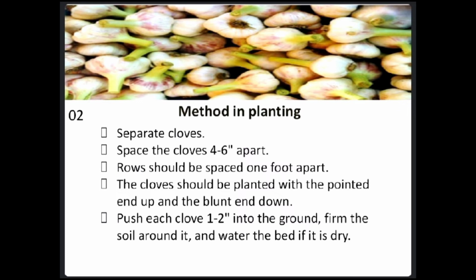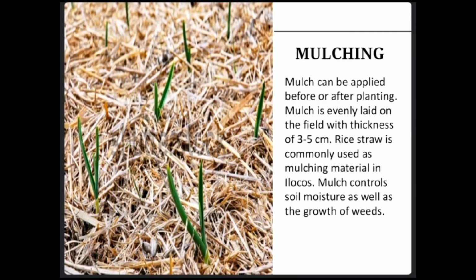What type of mulching will they use? Mulch can be applied before or after planting. Mulch is evenly laid on the field with thickness of 3 to 5 cm. Rice straw is commonly used as mulching material in Ilocos. Mulch controls soil moisture as well as the growth of weeds.